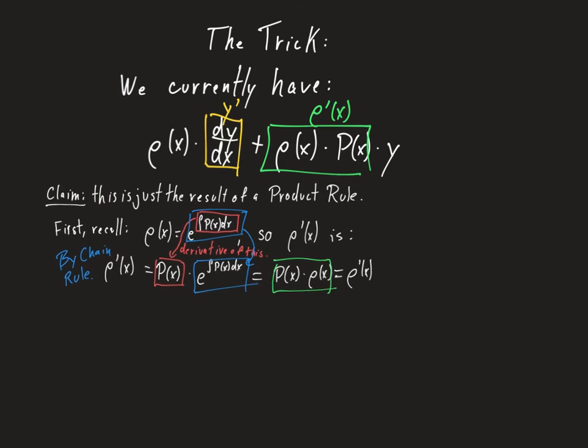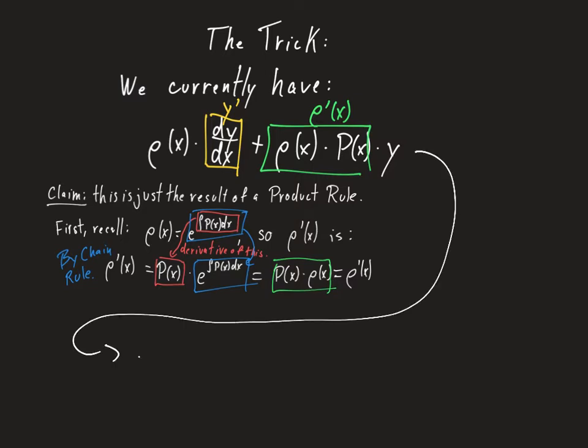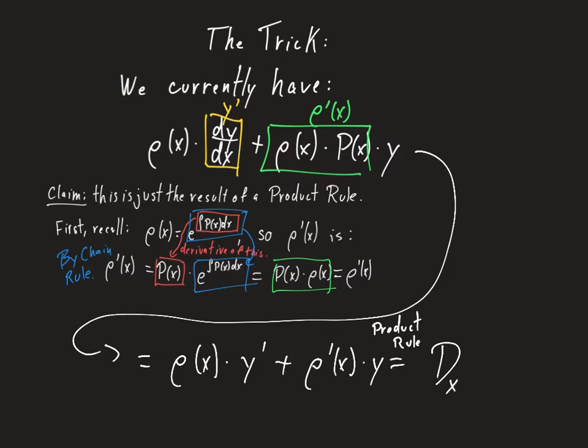So what have we done here? I have now shown you guys, hopefully that you can see this, that this equation that we started with is actually equal to rho of x times y prime plus rho prime of x times y. And this is, by the product rule, you might think of this as a product rule in reverse, equal to the derivative with respect to x of rho of x times y.